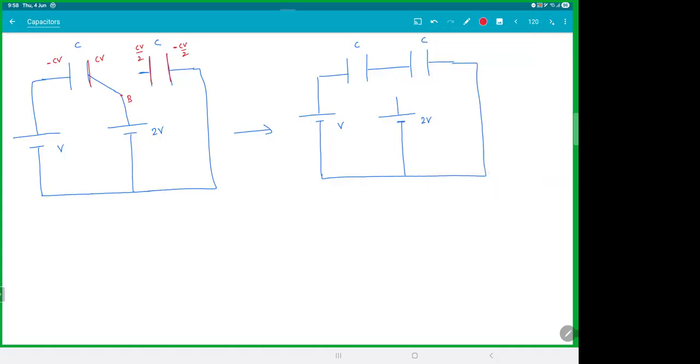Now, let me ask you this question. Do you think these two are in series? We don't know. Are you sure both have same charges? We don't know. So let this give charge Q. How much is there initially already? You already have minus CV. So how much will be there now? Q minus CV. Let the Q charge continue to flow. How much is there here? CV by 2. So this guy will become Q plus CV by 2.